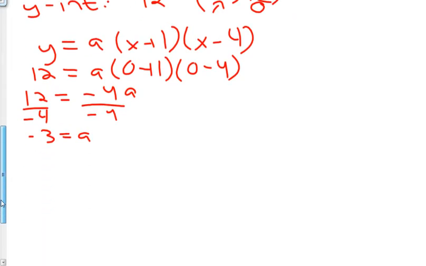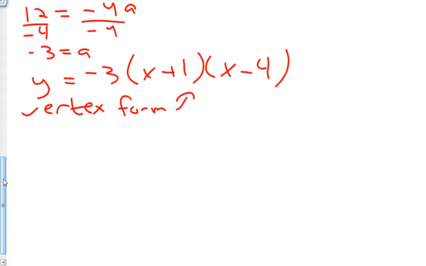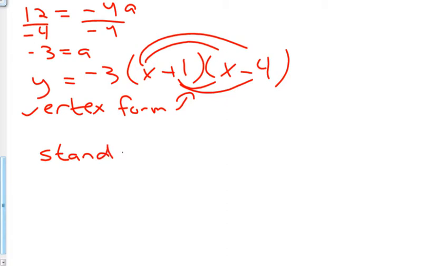So then the factored form of my parabola is going to be this. So I have y is equal to -3, that's my value for a, times (x plus 1) times (x minus 4). I can then write it in standard form by multiplying these out. If I multiply these out, multiplying x times x, x times -4, 1 times x, 1 times -4, and then multiplying that by -3, I can get a standard form of my parabola.